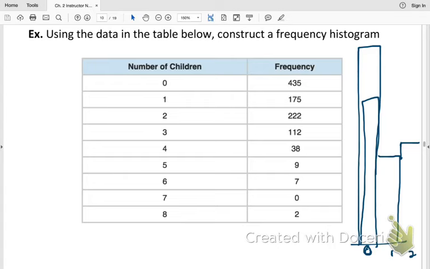I've got 0, 1, 2. There's only one kind of number of children per family. But this is kind of an interesting way we can think about this, is that my class is actually from negative 0.5 to 0.5.